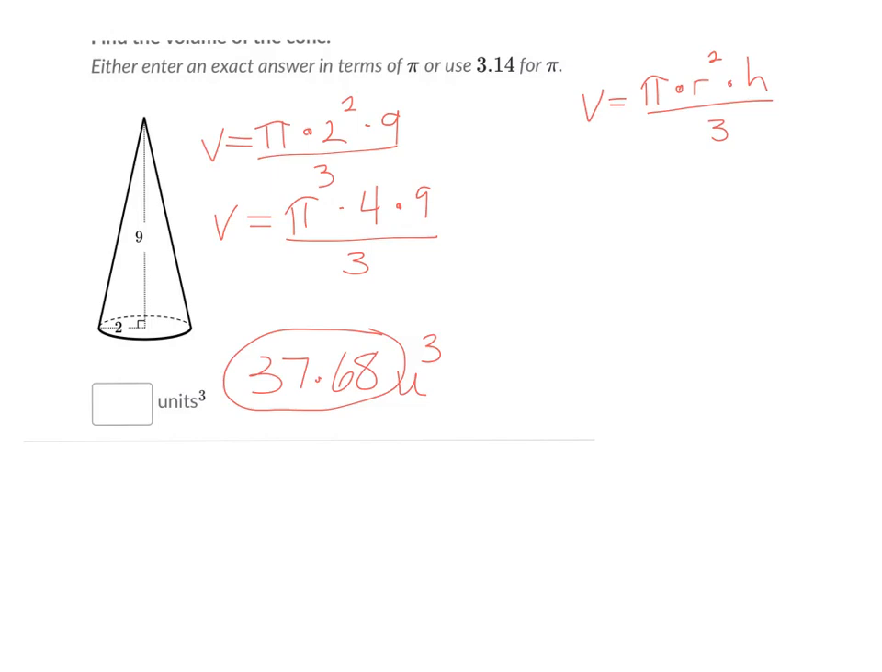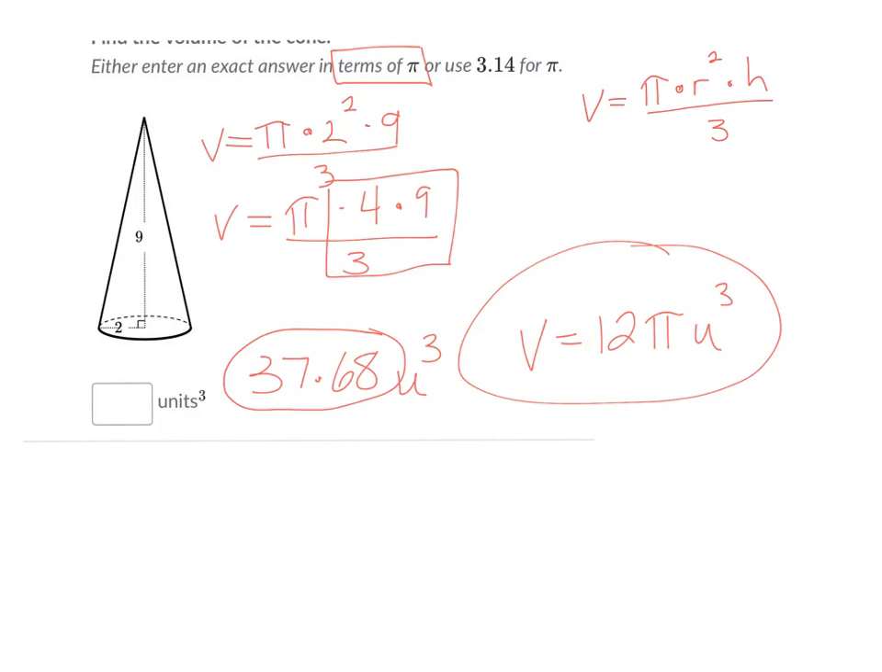The other thing is, up here they said use the exact answer, or you can write it in terms of pi. So what that means in terms of pi is that you just leave the pi symbol. So if you just looked at this part and you did 4 times 9, that's 36, and divide that by 3, that's going to give you 12. So you could have also written this as 12 pi units cubed. It would have accepted either one of these. And that's how you do the first one.